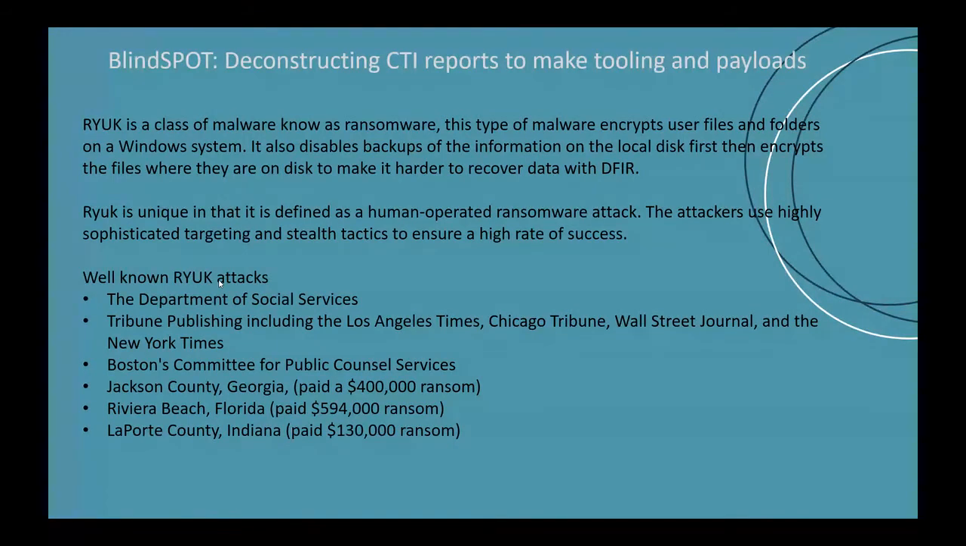So one of the most interesting things is, when I Google for Ryuk, some of the largest, highest profile Ryuk attacks were the Department of Social Services, Tribune Publishing, so that's the Los Angeles Times, Chicago Times, Wall Street Journal, and the New York Times. So imagine you're a very large newspaper, or a media outlet. These used to be newspapers, and you actually can't print anymore because your systems that can print are down. So you can't post on the web. So this was massive. Large payouts happen, undisclosed things.